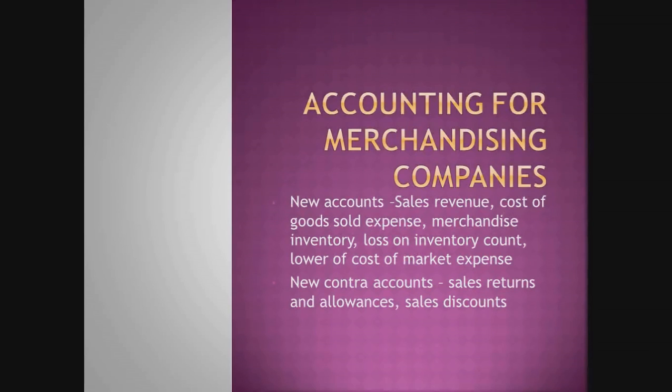Inventory or merchandise inventory is the title of the asset. So when you buy those goods, it goes into the asset account. When you sell them, it becomes cost of goods sold expense. Assets used up become expenses. And we'll look at other types of expenses when we do a physical inventory count.